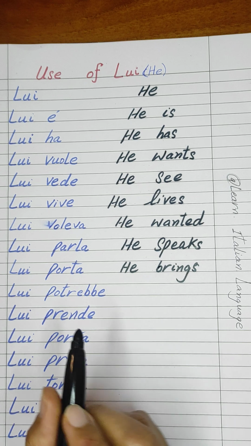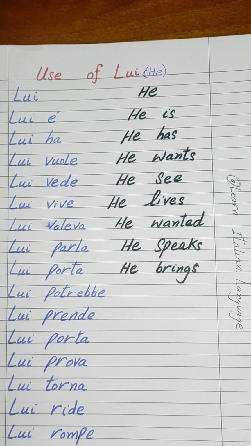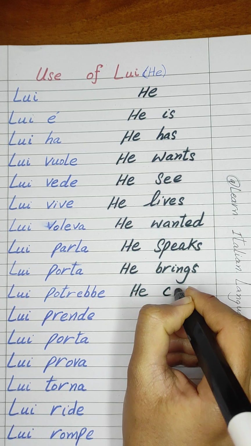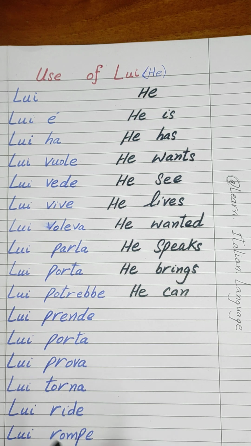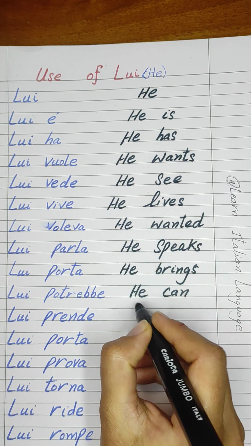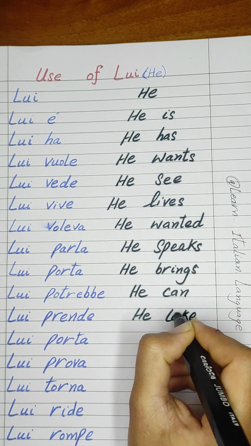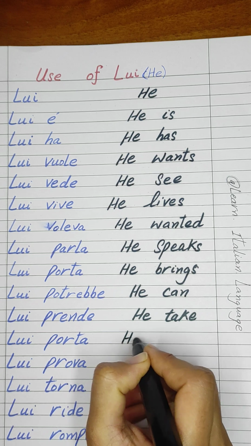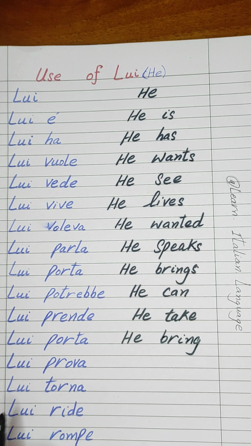Next word is lui potrebbe. Potrebbe comes from potere. Potere means can. Lui potrebbe, he can. When we say he can do anything, he can do this work, we use lui potrebbe. Next is lui prende. Prende means to take. Lui prende, he takes. Next is lui porta. Porta means to bring, same. He brings.